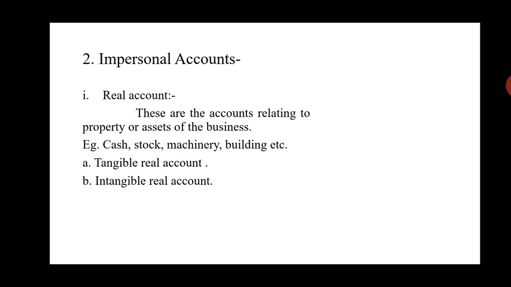What are the examples of the tangible real accounts? Examples are building, machinery, furniture, and land. These are tangible real accounts, because we can see, touch, and measure them. And what are the examples of intangible accounts? For example, patent, goodwill, and trademark are examples of the intangible real account. So this is the first one, the real account under the impersonal accounts.